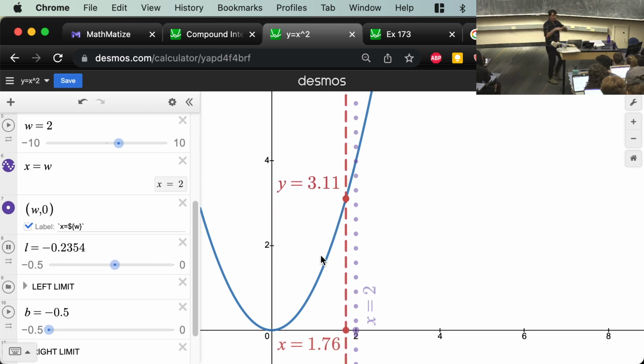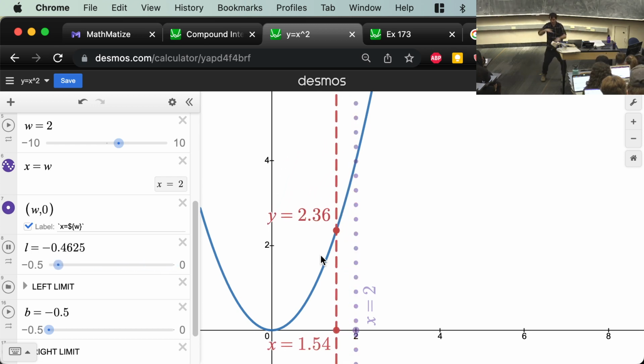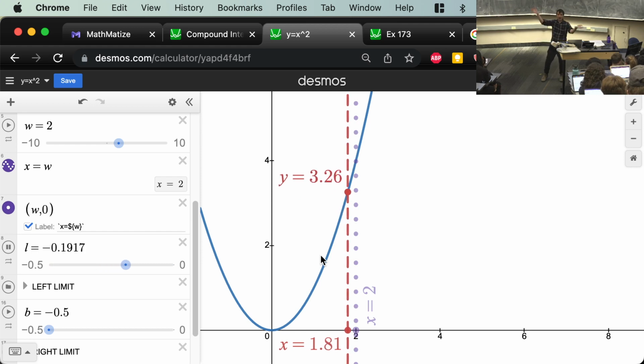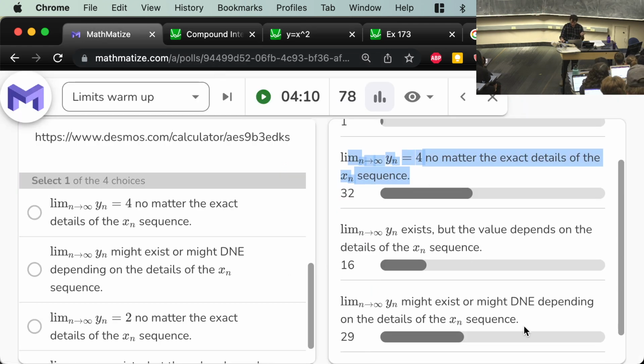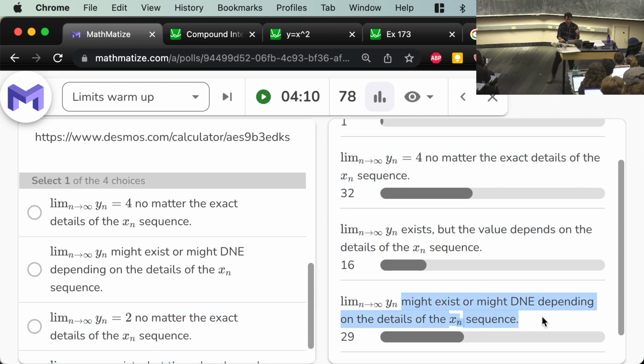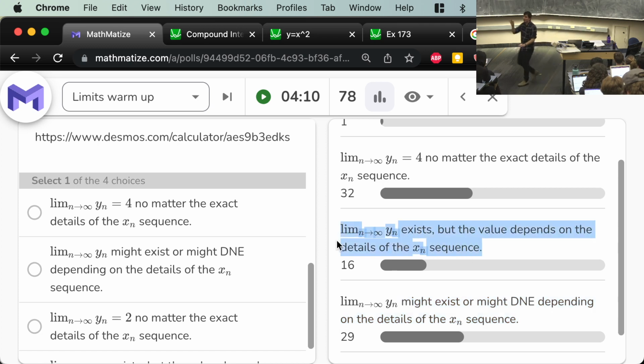Maybe there's a sequence out there where the x values go all wonky, they get close to 2, but the y values do something weird. Could that happen? 29 people chose that option, that it might exist or might not exist, depending on the details. And 16 people said the limit of the y's will exist, but maybe isn't 4. So people are pretty split.